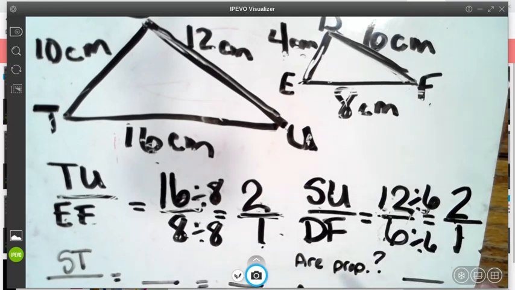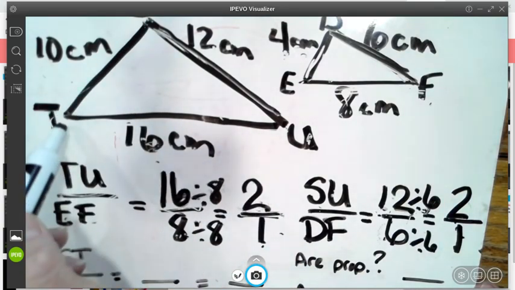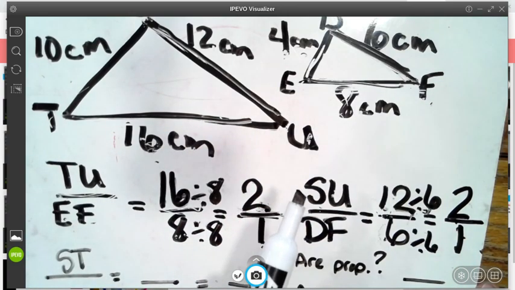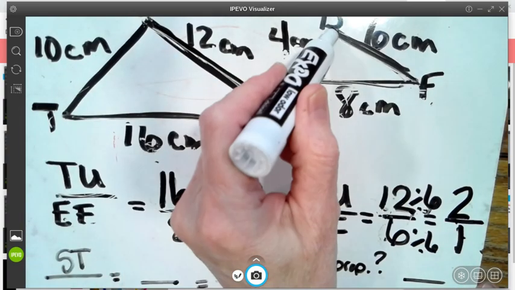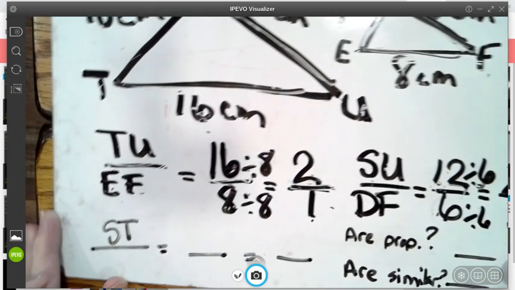Right now, I would say, yes, they're both the same, and so they would be proportional and they would be similar. But I have to check out that last side. We've done this side. They are proportional. This side is proportional, same proportion, 2 to 1. Now the last one.